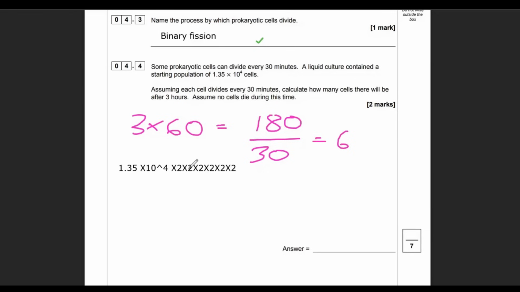Now, did I do that six times? One, two, three, four, five, six. I did. And you're going to get 800. Oh my gosh, I can't read my calculator. My brain's gone.